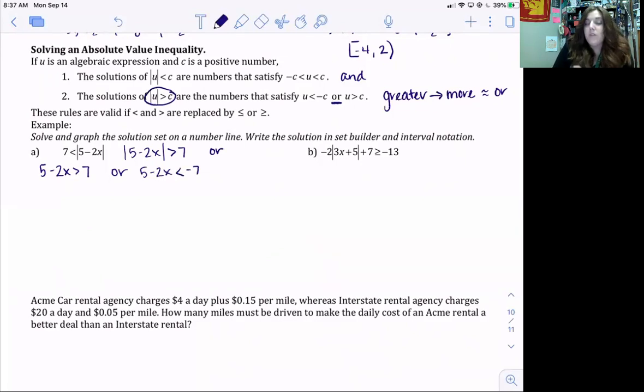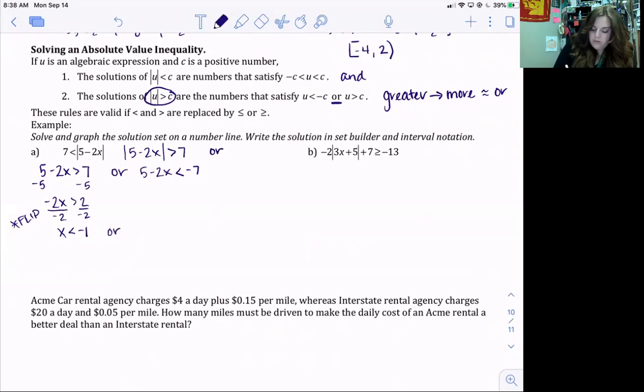Okay. And then solve just like we did with absolute value equations. So we're going to subtract 5 from both sides. So negative 2x is greater than 7 minus 5, which is 2. And then if we divide both sides by negative 2, remember when we divide by a negative, we need to flip our inequality. So this becomes x is less than negative 1.